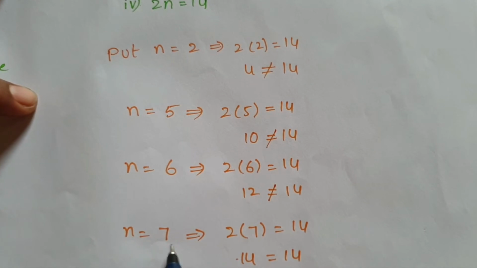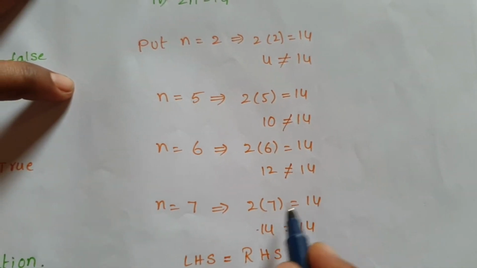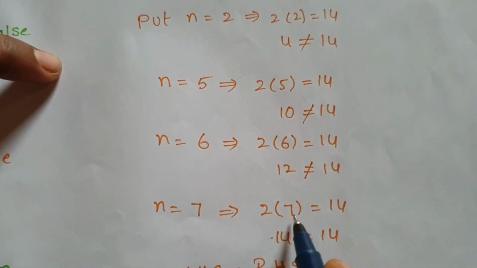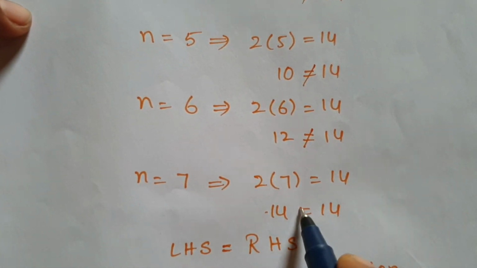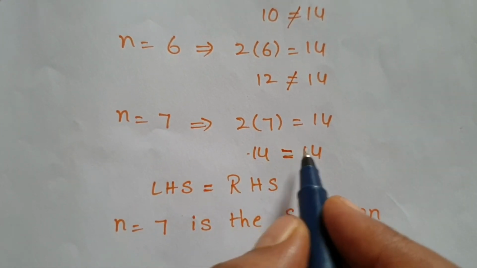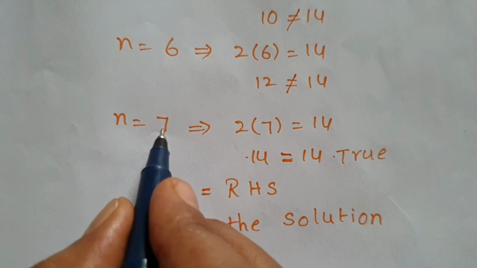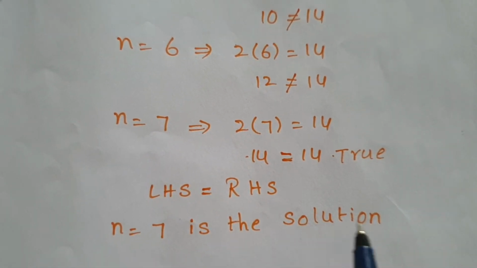Next 7. N equal to 7, keep. 2 into n, 2n equal to 14. N in place of 7, 2 sevens are 14. 14 equal to 14. Now we get LHS equal to RHS. What value is true, suitable for this? True. N equal to 7.